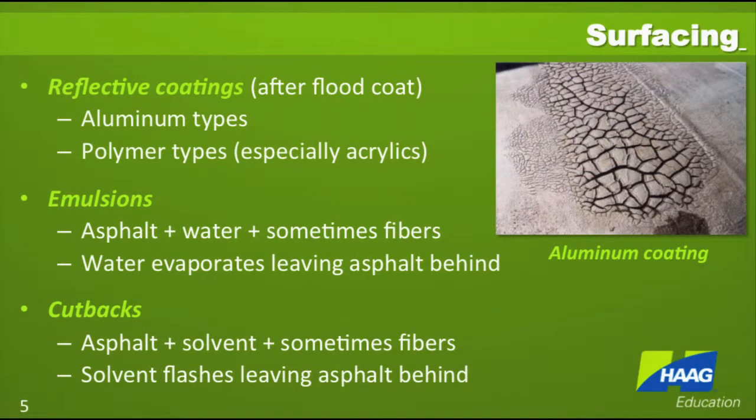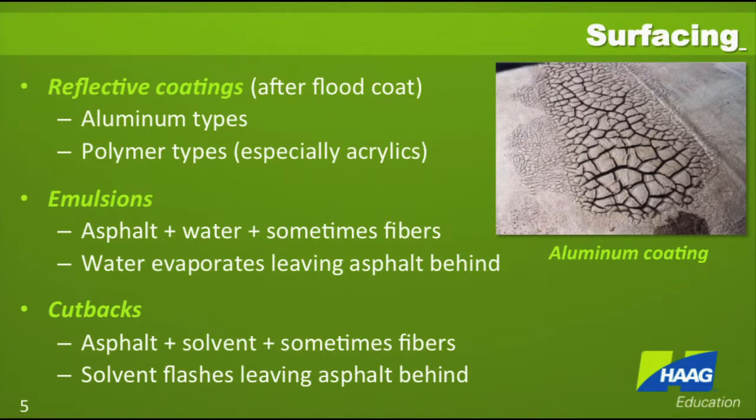Gravel or aggregate is not the only surfacing that can be used. If you want to have a lighter colored material, after the flood coat, there are many different types of aluminum or reflective coatings that can be applied, such as is shown in the photograph on this slide. If you're looking for a white color, you can use a polymer, such as acrylics, applied to the top. Some parts of the country do not allow loose gravel surfacing, particularly in the hurricane coastline areas where they've got high wind design.